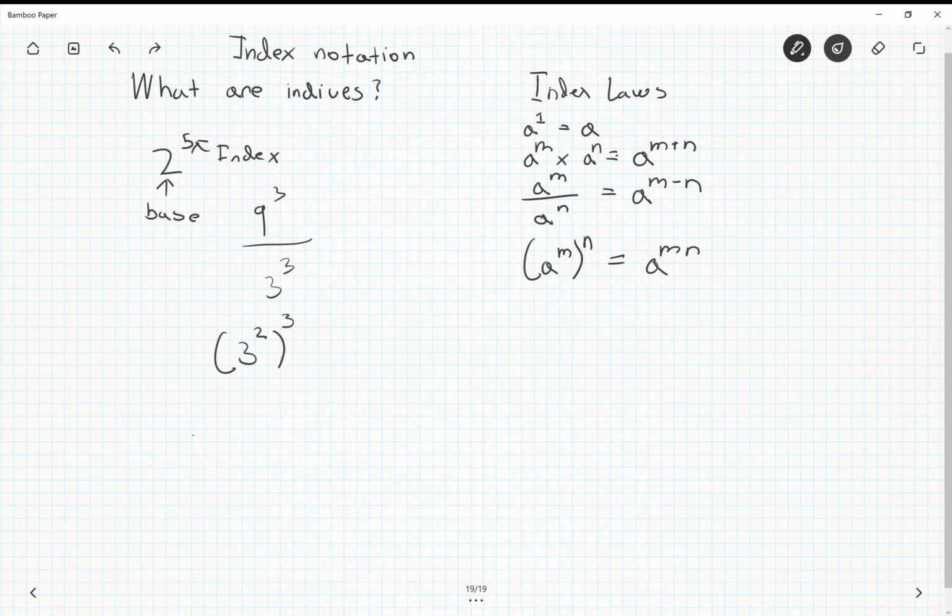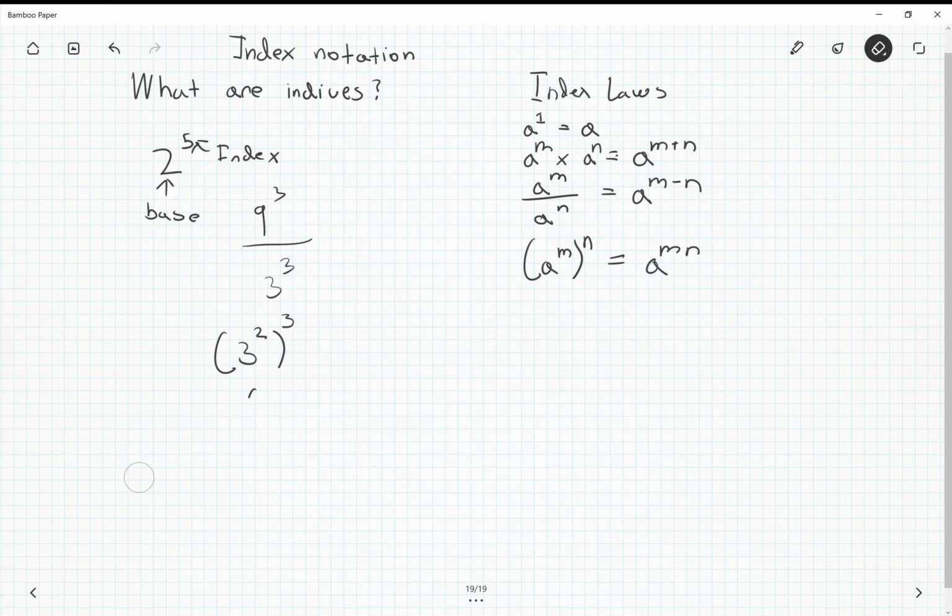So 3 to the power 2 times 3 to the power 3 would be 3 to the power 6. So now we can do 3 to the power 6 divided by 3 to the power 3. We know that equals 3 to the power 6 minus 3, which equals 3 to the power 3, which equals 27. So that's how we get another answer.